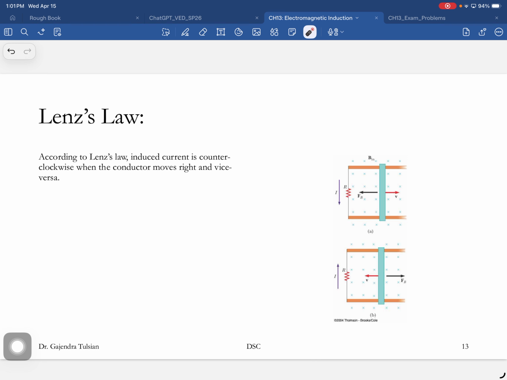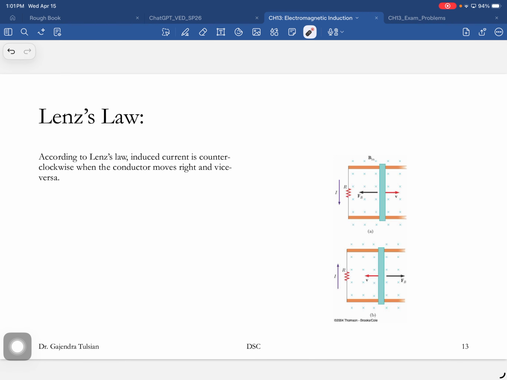All right, so again, when you move it in this direction, that's the direction of the current. And again, here's how you remember it. When you move the rod in this direction, magnetic flux is increasing into the sheet of the paper. And what is the induced current going to do? It's going to try and oppose that. And so you use your right-hand rule.